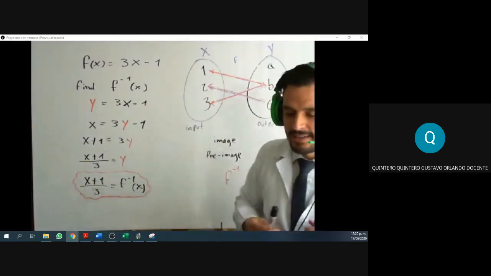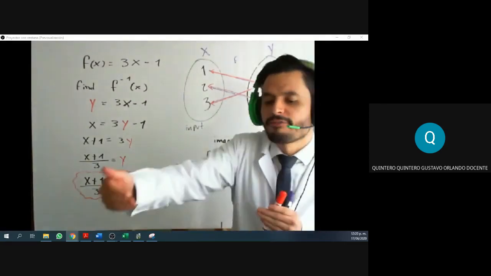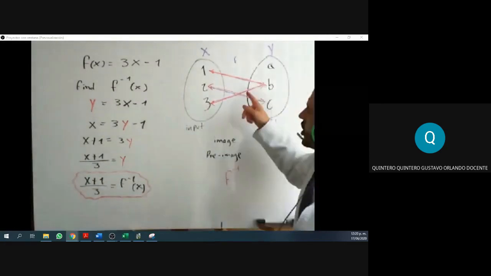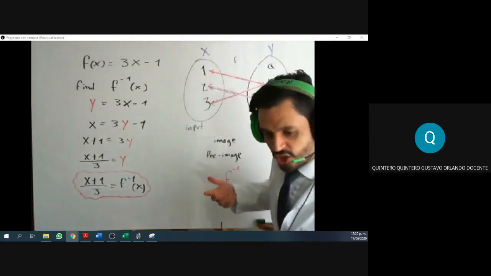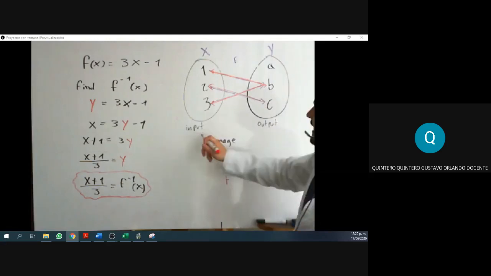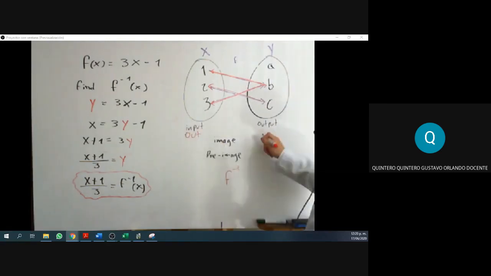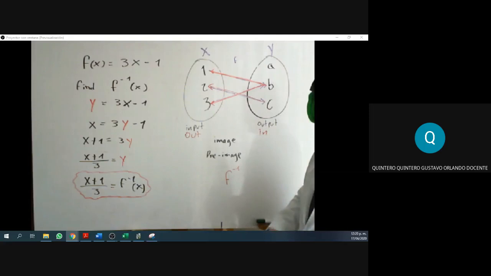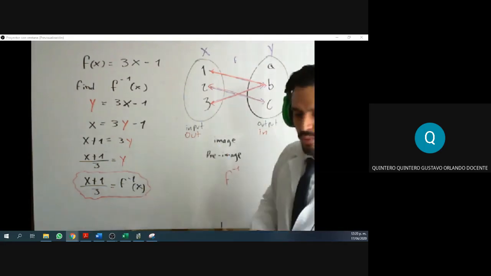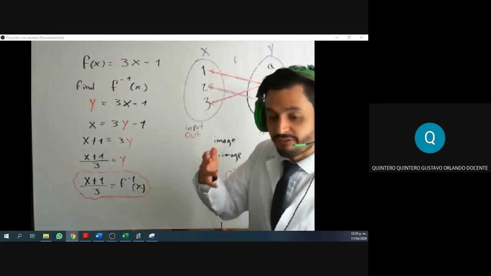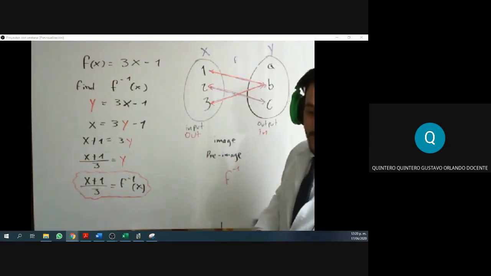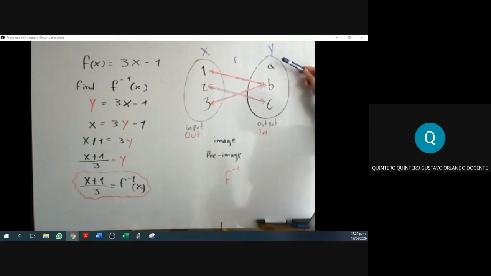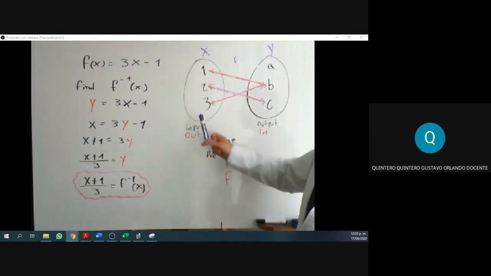One set is the one you come from. That is called the input. If I change the arrows, that means the input changes. So now this is the output and this is the input. The sets change as well, simply because the direction of the arrows going backwards makes it that way. So the input is now A, B, and C, and the output is now 1, 2, and 3.